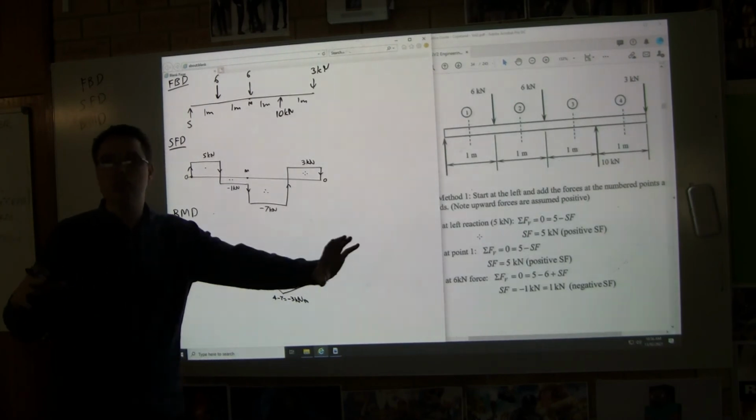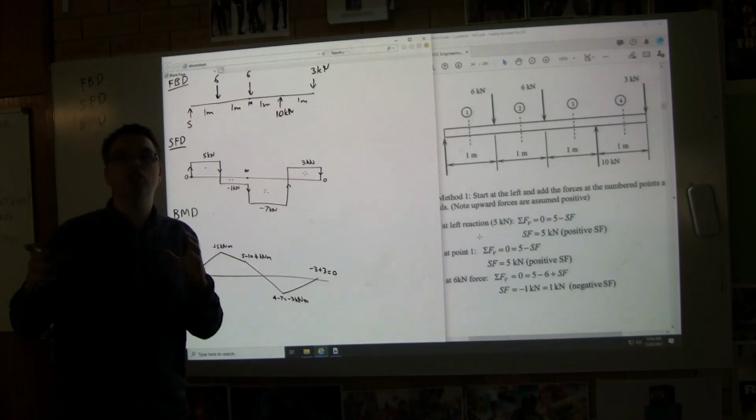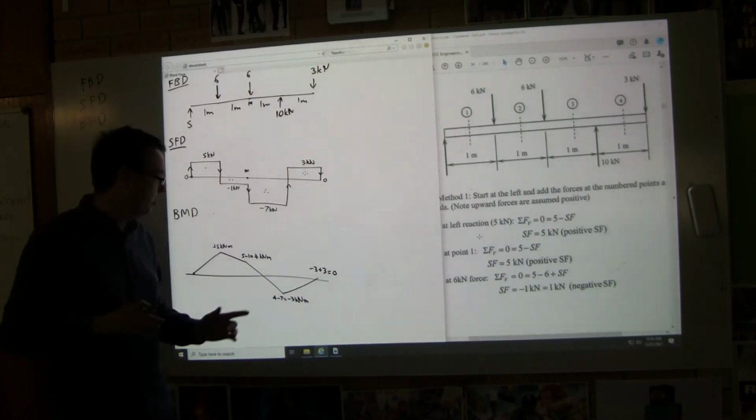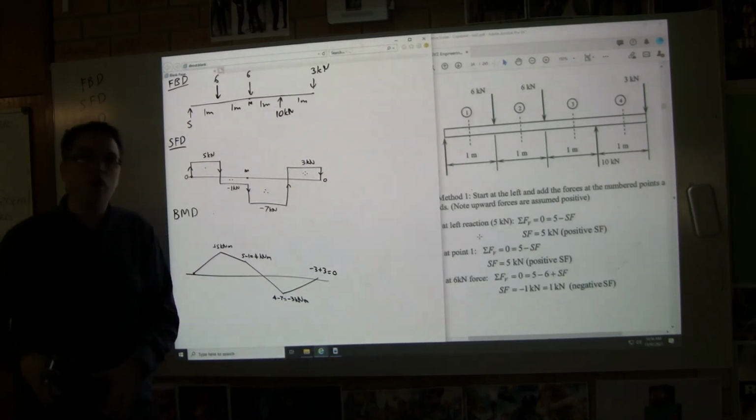Now, for steel in particular, if you're making something out of a regular steel section, it's the same section of steel all the way through, we just use the largest absolute value. Whichever one is furthest away from the line, that's what we design for. For concrete, it's a bit more complicated.